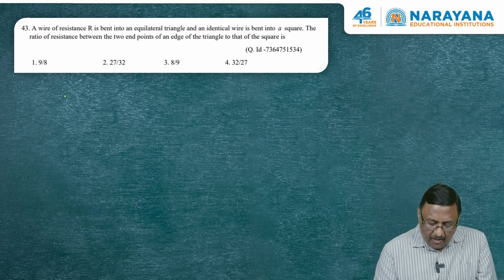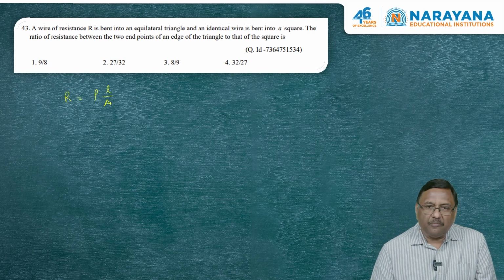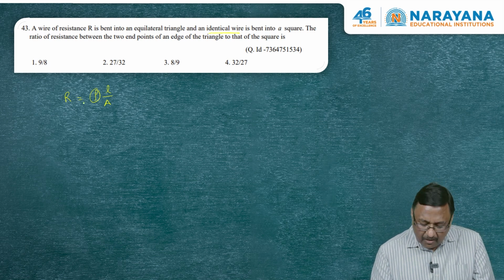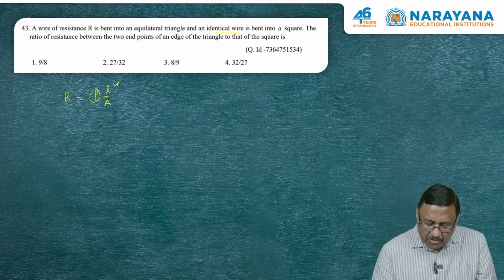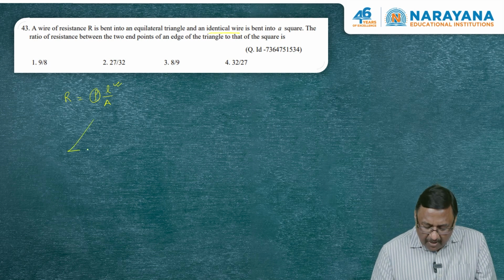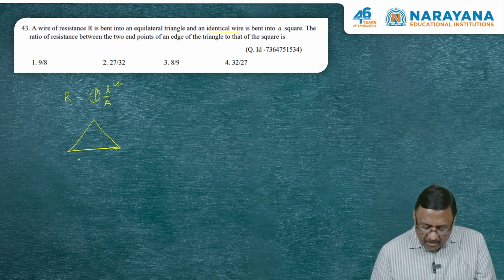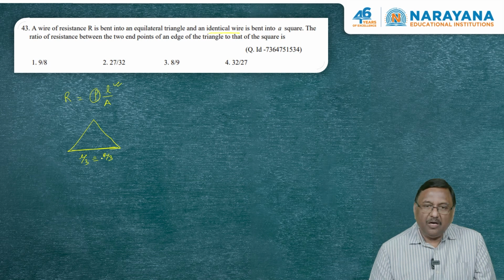As you know, resistance of the wire is given as rho L upon A. It says you are using an identical wire, so resistivity, length, area, everything is going to be the same here. But resistance is proportional to length. If I bend my wire into an equilateral triangle, each side's length is reduced to one third, that means L upon 3. So equivalently, I can write this resistance is going to become R by 3.